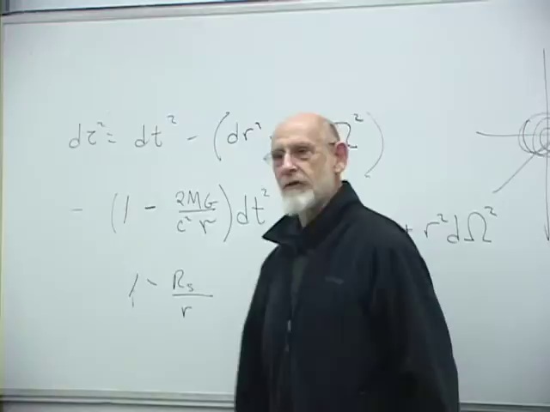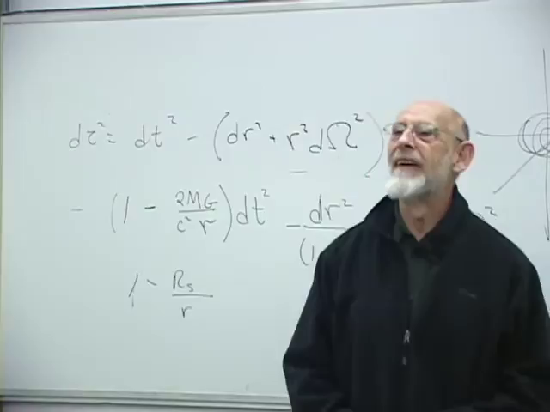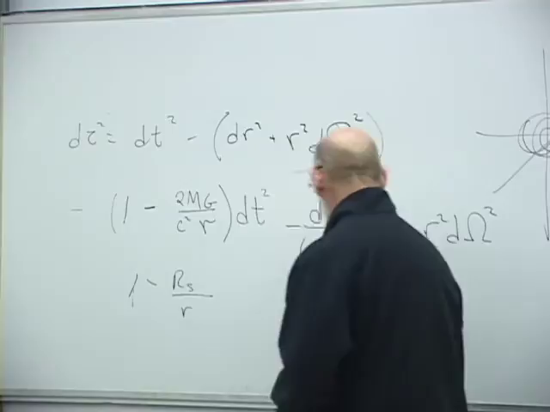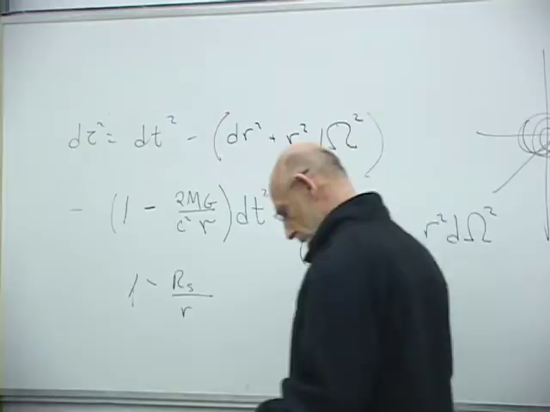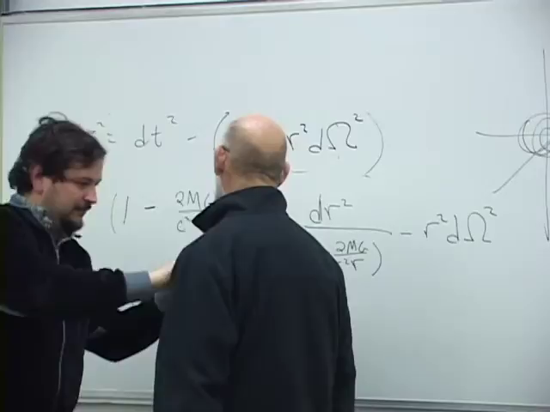It's a great thing for cocktail parties and, you know. Last term has a minus sign also. Yeah, thank you. Good. Good for you. All right, and 2mg over c squared is just r Schwarzschild. Oh, did the mic fall off? Okay.